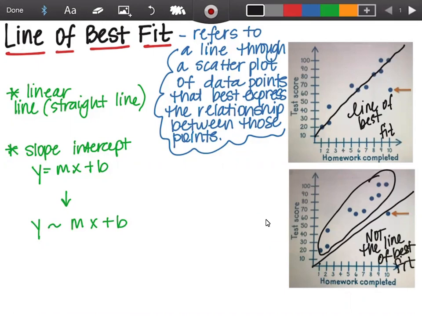All right, so the example that you will do next is you will simply draw the line of best fit on a graph, and I'll be checking to see if you draw the line in the correct location.